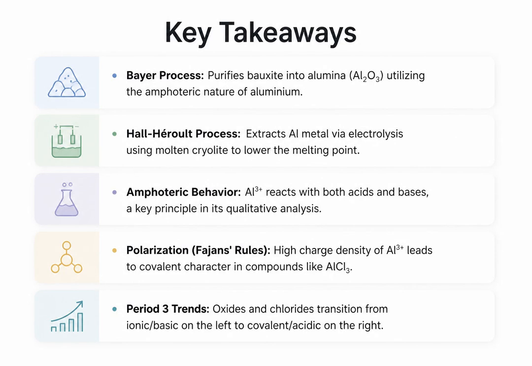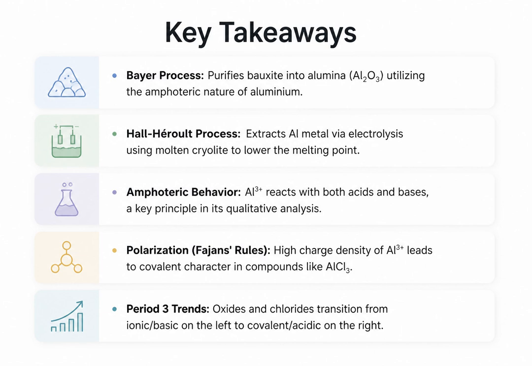And that brings us to the end of our comprehensive look at aluminum. To wrap up, remember that the Bayer process relies on the amphoteric nature of aluminum to purify the ore, while the Hall-Héroult process uses electrolysis and cryolite to efficiently extract the metal. We saw how this amphoteric behavior is also the basis for identifying aluminum ions in the lab using sodium hydroxide and ammonia. We applied Fajans' rules to understand why aluminum chloride is covalent despite being a metal-nonmetal compound.